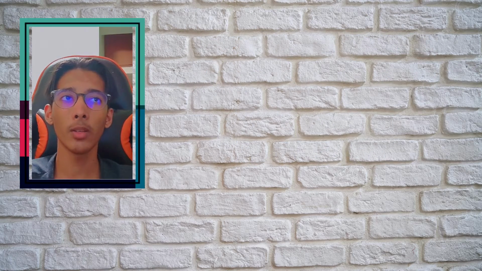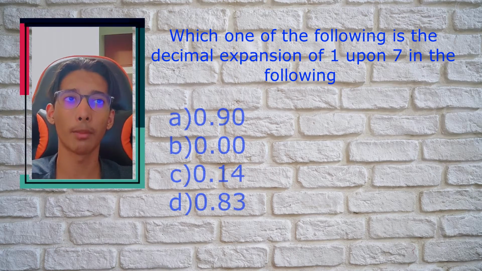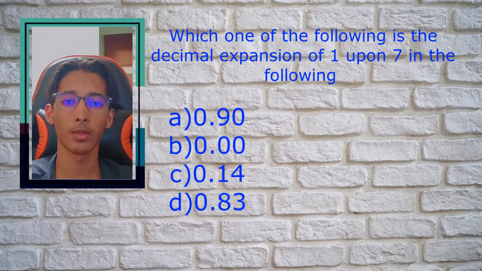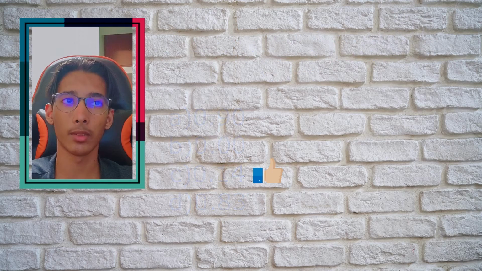So, to recall your memory, I have some questions for you. Which of the following is the decimal representation of 1 by 7? The correct answer is the C part.